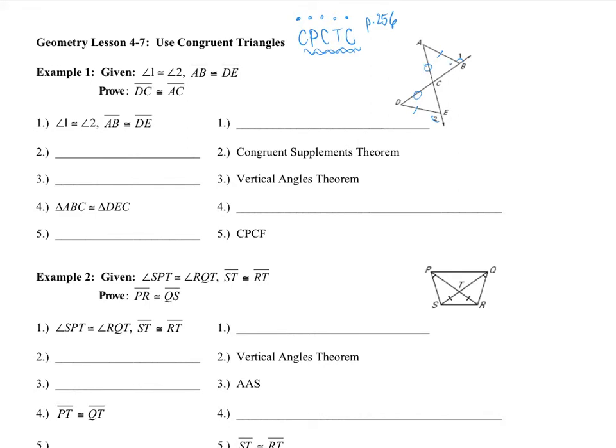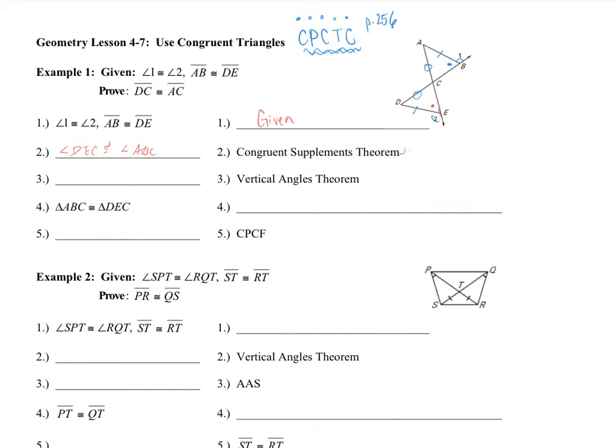Now, I need to first explain or provide a reason of how to prove angle DEC is congruent to angle ABC by using the congruent supplements theorem. So let me first state the given. Angle 1 congruent to angle 2, AB congruent to DE. And now I can say that angle DEC, this one, is congruent to angle ABC, by the congruent supplements theorem.